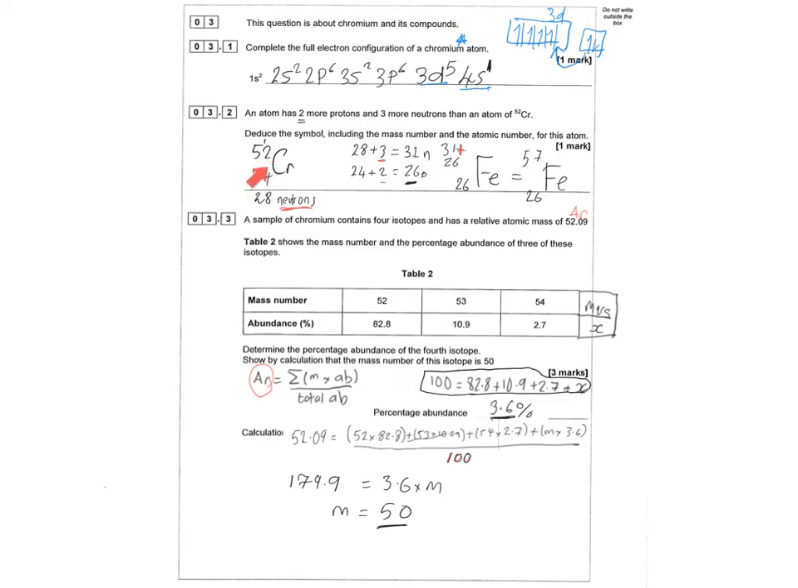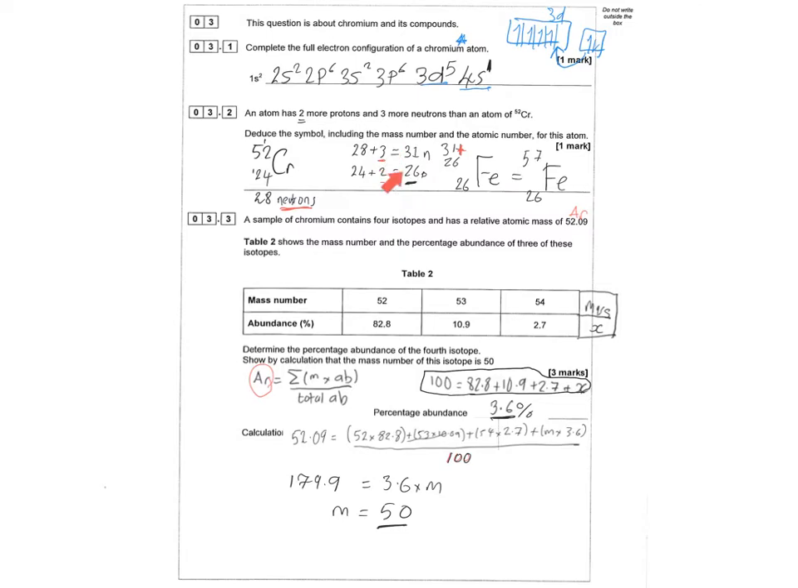So chromium has the atomic number 24, and this particular isotope has got a mass number of 52. So if you take 24 from 52, that tells you the number of neutrons. This new atom has got 3 more neutrons, that's 28 plus 3, which is 31 neutrons. It's got 2 more protons, so it's got 24 plus 2 is 26.